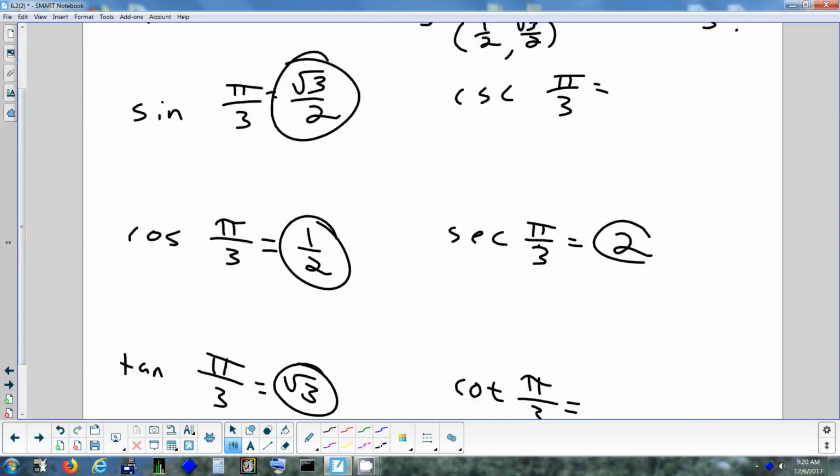Secant, could do that one quick because there's no root. Even ones with roots you should be able to do reasonably quickly because we just had all these answers on the other page. What about the cosecant of pi over 3?